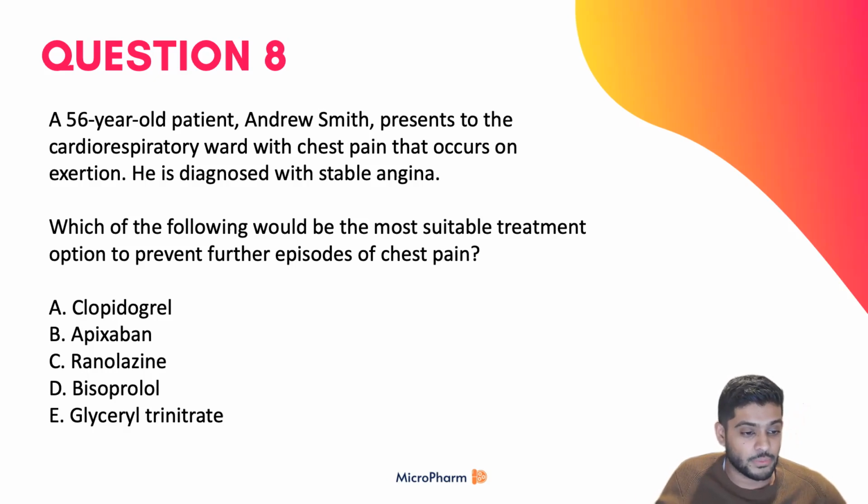So for number 7, it was Addison's disease was not a side effect associated with corticosteroid use.